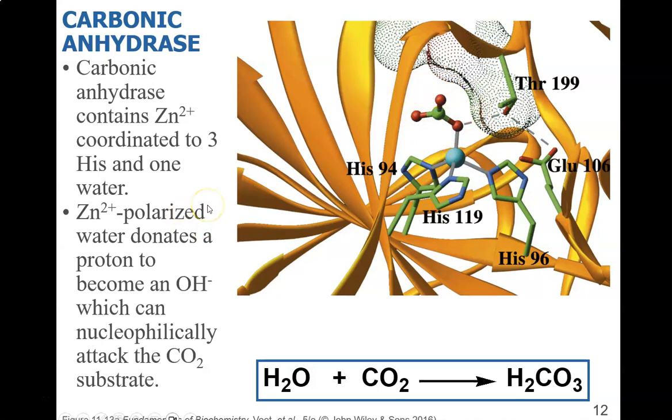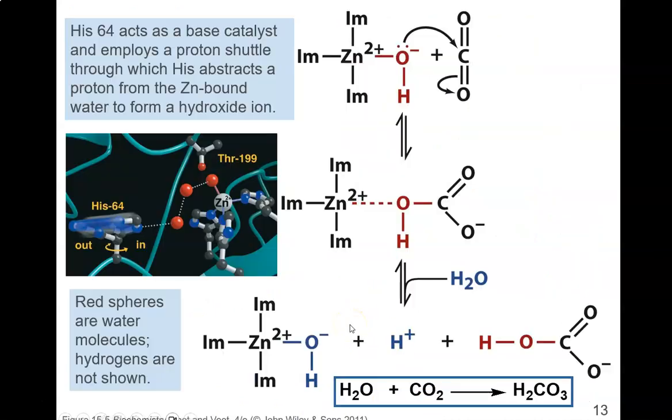So the way that this happens is that water is a substrate, so zinc is going to polarize the water to form an OH-, and then that can nucleophilically attack the CO2, which is the second substrate. So let's see how that happens. If we look over here on the left, we can see zinc, and it's covalently attached to these 3 histidines.